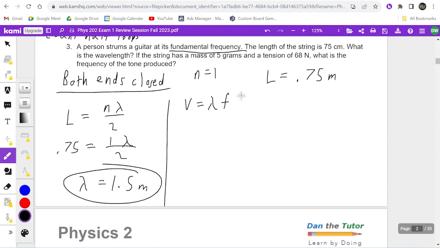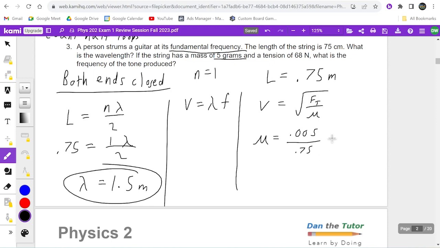So then v equals lambda times f. We need to find the velocity, and luckily we have an equation to do that. It's the physical string equation, v equals square root of F_T over mu. So first I'm going to find mu, the linear mass density. That's not too bad because they gave me a mass of 5 grams. Of course I'm not going to write 5. I need to write 0.005 because I have to divide 5 grams by 1,000. So 0.005, and then that's divided by the length, which is 0.75 meters. Then I plug that in the calculator and we'll get 0.0067 for our linear mass density.